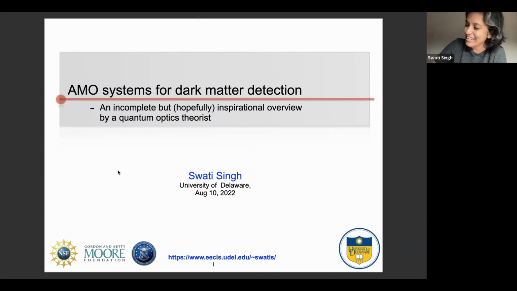Yeah, let's stay safe. Thank you for accommodating me remotely and inviting me to give an inspirational overview on AMO systems to look for dark matter. It's not a talk I give usually. We always stick to our own research, and so it's been a fun exercise for me to step back and zoom out. This is definitely not a complete overview. In fact, I'd argue a very incomplete overview, but hopefully an inspirational one.